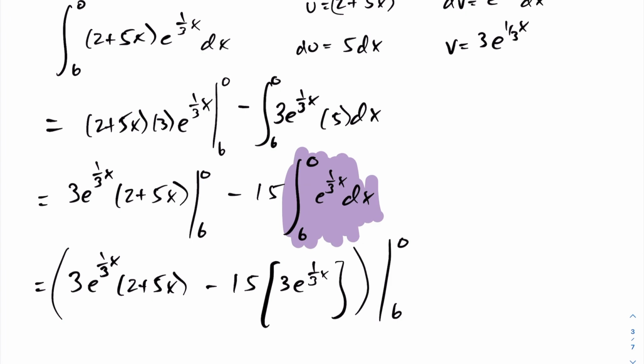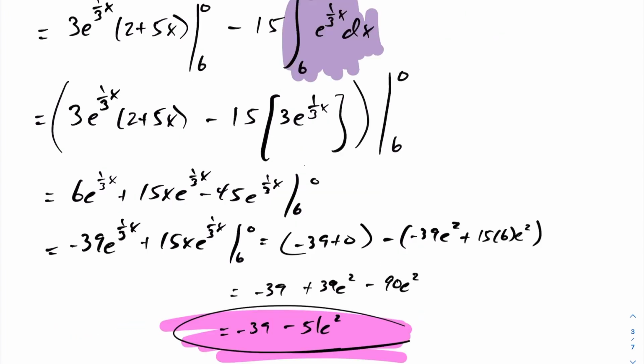So we're going to go ahead and evaluate this expression from 6 to 0, giving us the following. You'll see here I went ahead and distributed this expression to the binomial, combined together the 15 and 3, giving us the following expression. We also have like terms here. I have a 6e to the 1/3 x and a minus 45e to the 1/3 x. That comes together to give us minus 39e to the 1/3 x plus that 15xe to the 1/3 x.